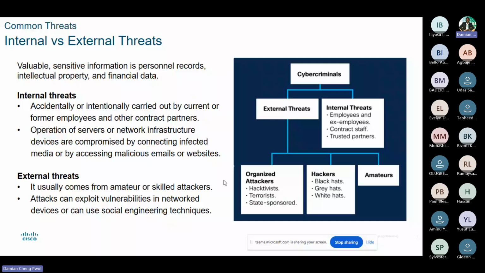So for the external threat, you have organized attackers, activists, terrorists, state-sponsored hackers, and you have black hat, the one I've mentioned earlier, black hats, gray hats, white hats. Then you have the amateurs. So we have a lot of amateurs here in Nigeria, although we have some professionals as well. Amateurs are usually those who just pick some other software and use it to attack, okay?